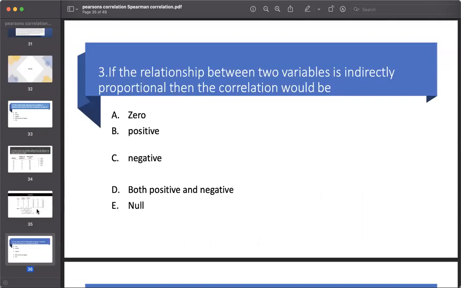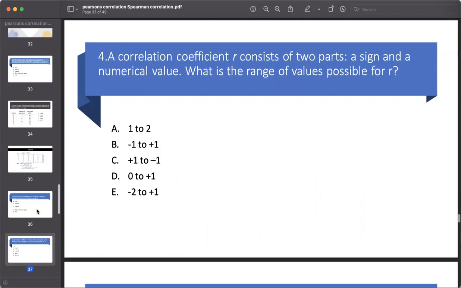Question number three. If the relationship between two variables is indirectly proportional, then the correlation would be A is 0, B is positive, C is negative, D is both positive and negative, and E is null. C, negative. So yes, C is the correct answer.